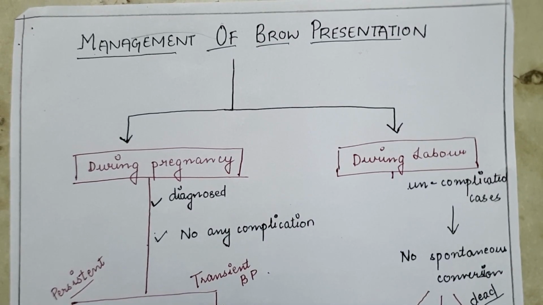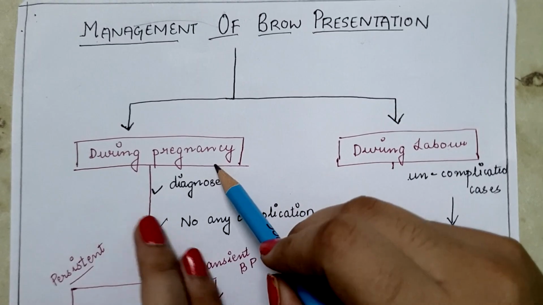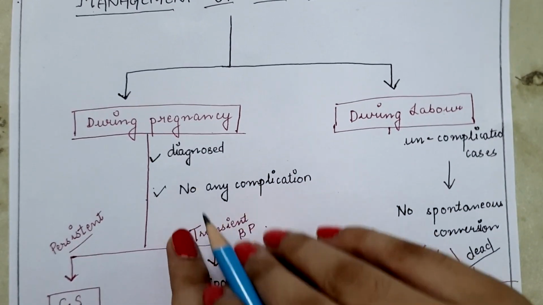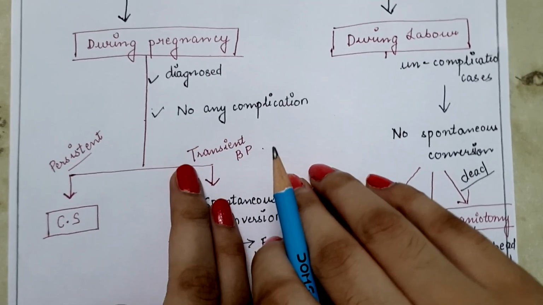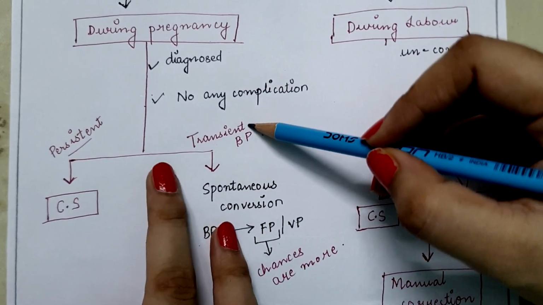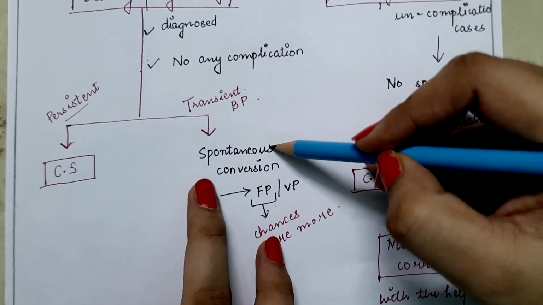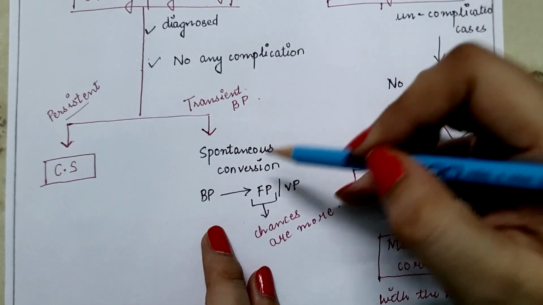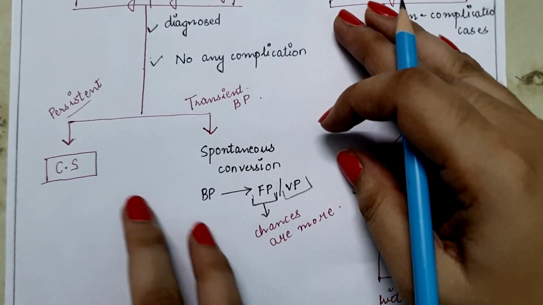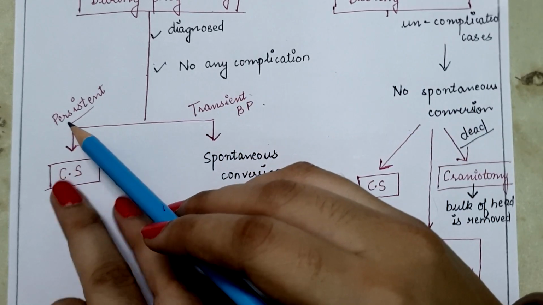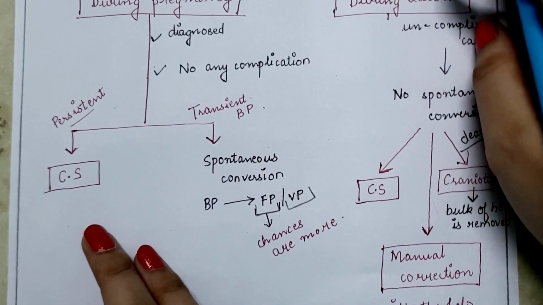Next is the management of brow presentation. If the brow presentation is diagnosed during the pregnancy, so if there are no complications, as there are two types of brow presentation, transient. In the case of transient, the brow presentation is spontaneously converted either into face presentation or into vertex presentation, but the chances of face presentation are more. Next, in the case of persistent, when the brow presentation continues to exist, in that case cesarean section is done.